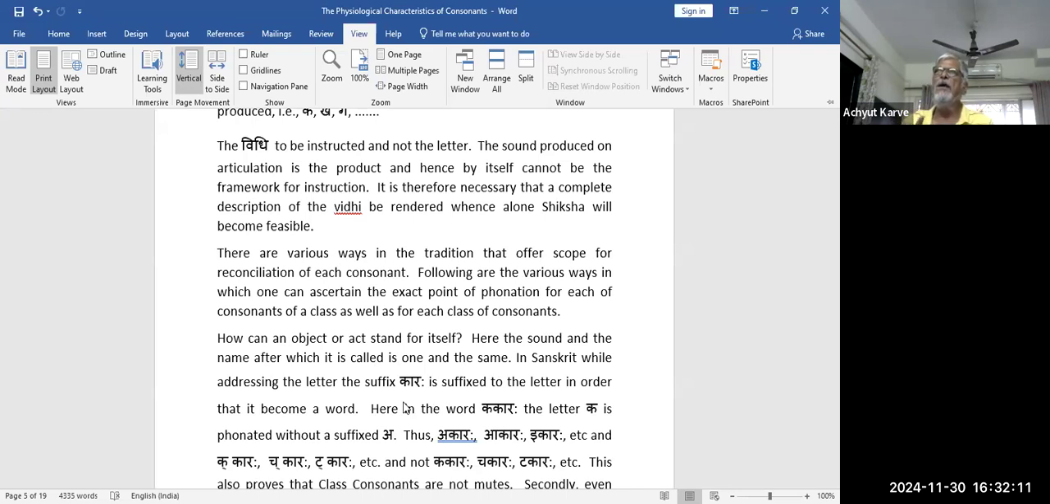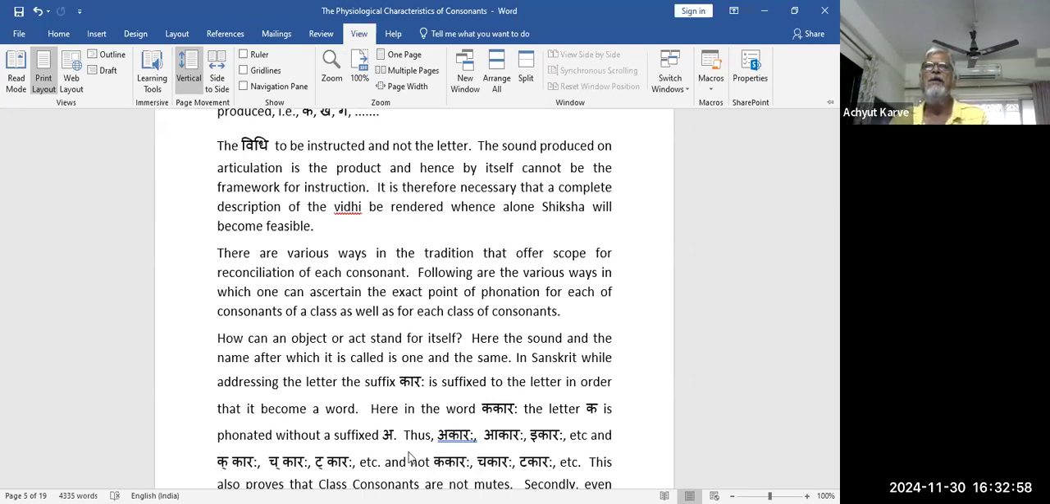So this makes the instruction a word. So kara is suffixed to the letter in order that it become a word. Here in the word kakarah, the letter ka is phonated without a suffixed a. When I say kakarah, it is not kakarah with a vowel. Ka doesn't have a vowel attached to it. It is kakarah, chakarah. There is no a in that. So it is a pure consonant sound. So kakarah, khakarah, gakarah, ghakarah, ngakarah. So this is a way in which you can use it.